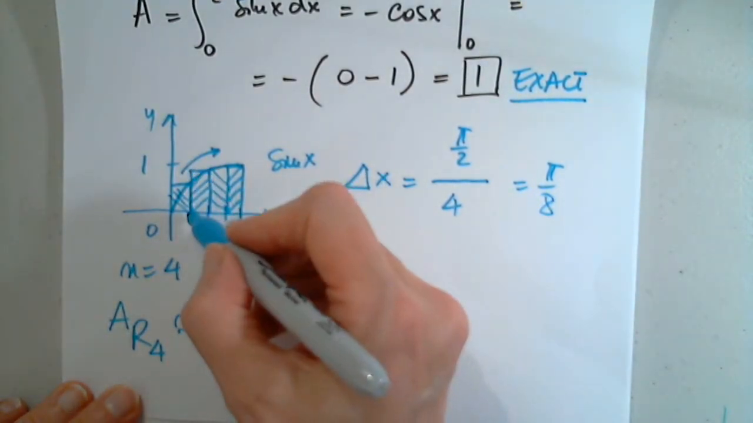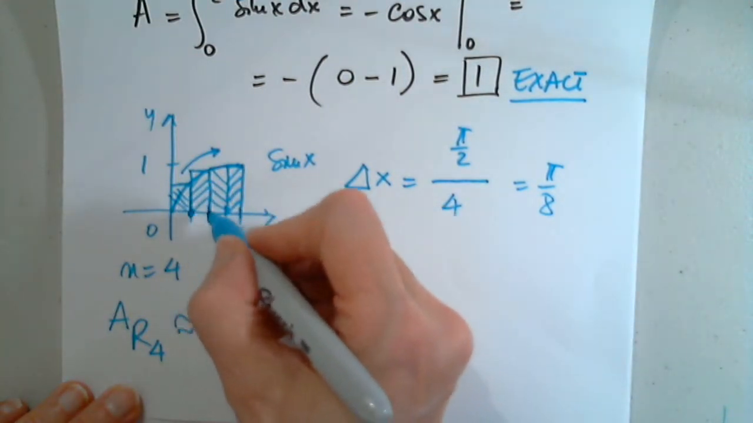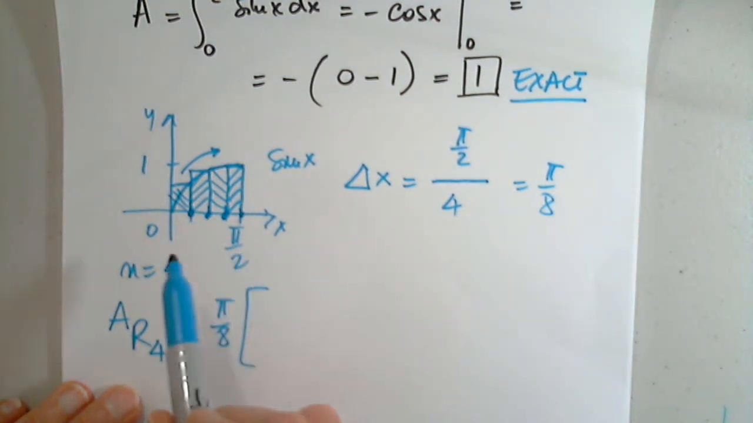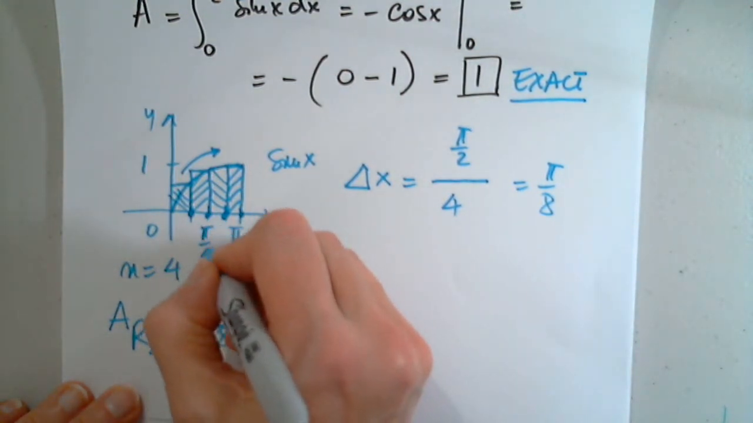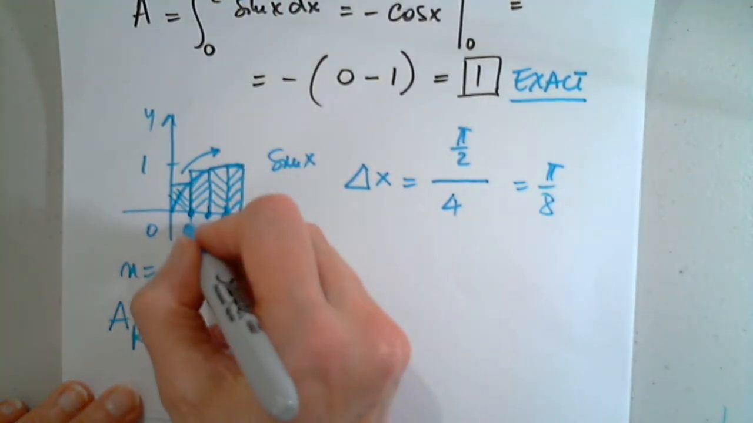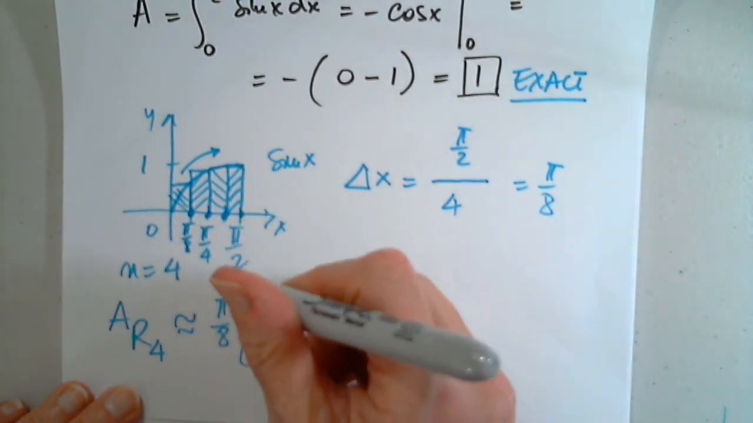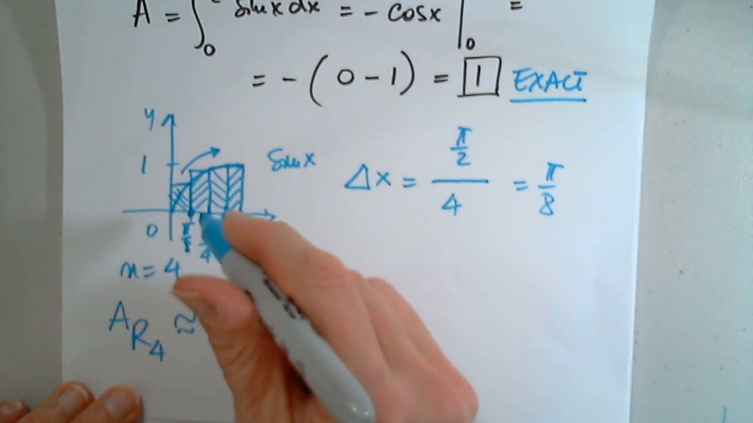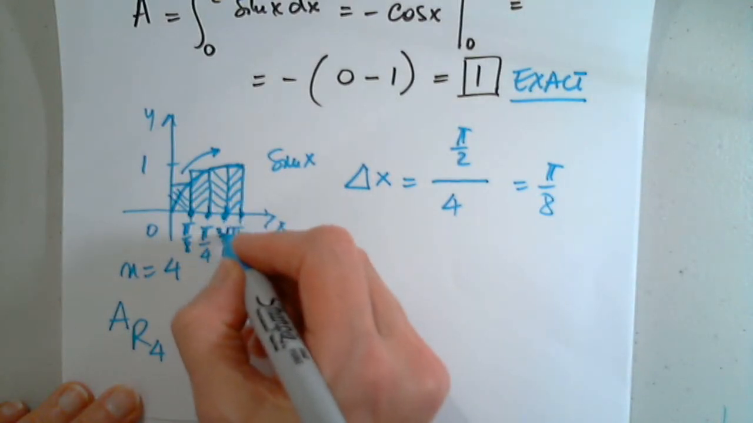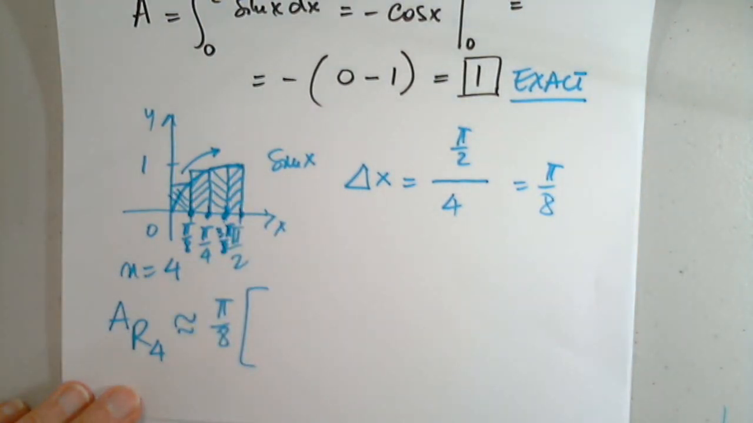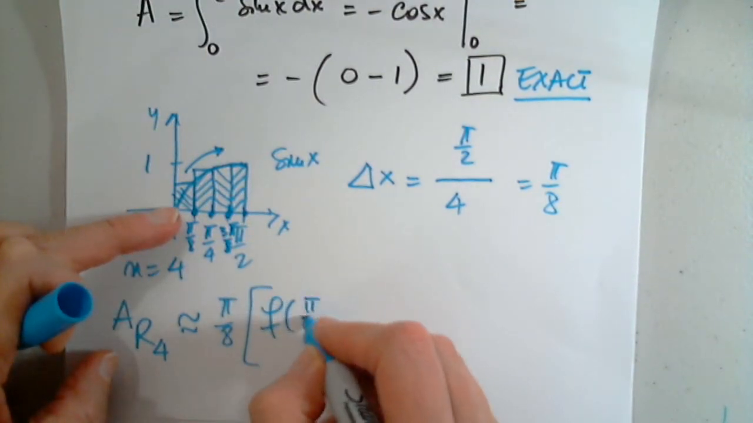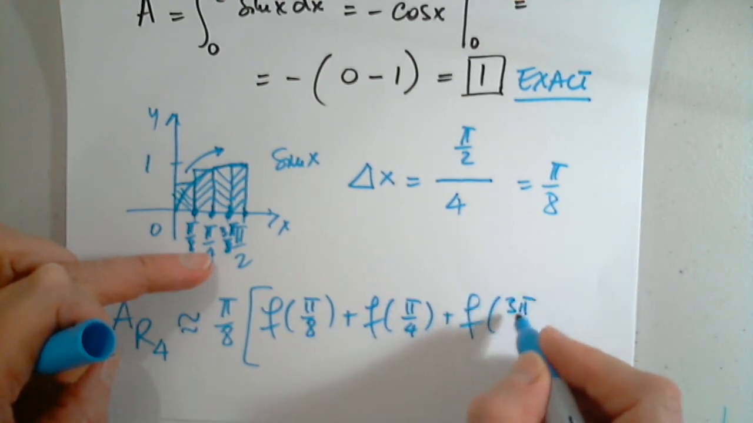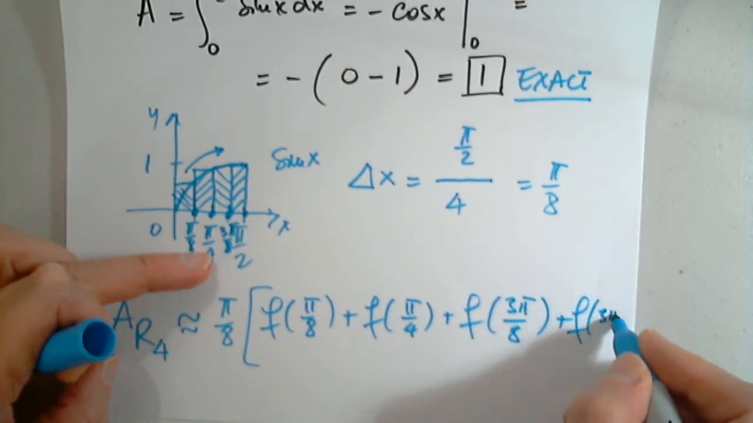And now I have to determine, because we are using the rightmost point, this, and this. F of this, so pi over 2 divided by 2 is pi over 4. And pi over 4 divided by 2, this is pi over 8. So pi over 8 plus pi over 8 plus pi over 8, 3 pi over 8. So I have f of pi over 8 plus f of pi over 4 plus f of 3 pi over 8 plus f of pi over 2.